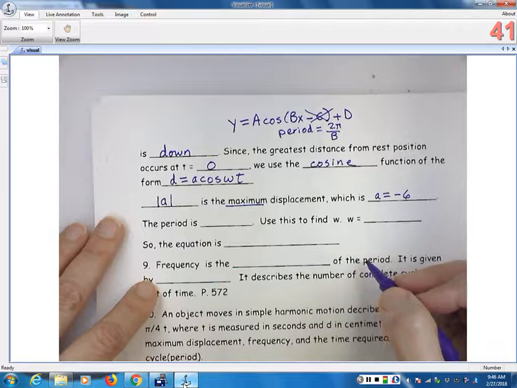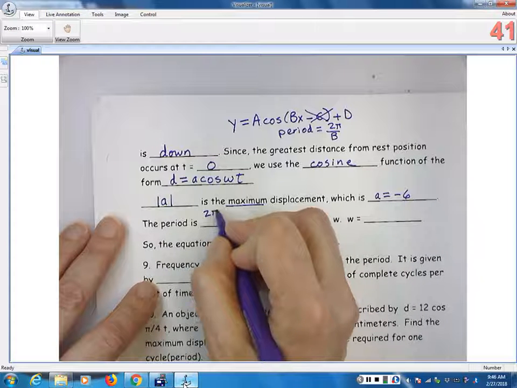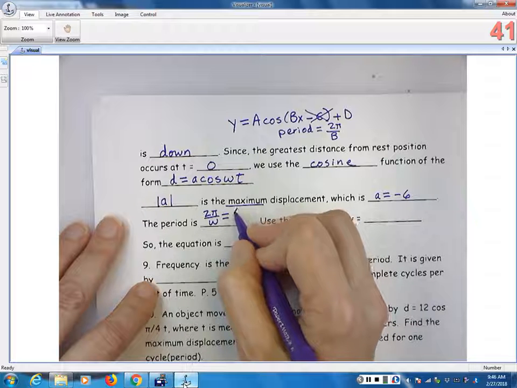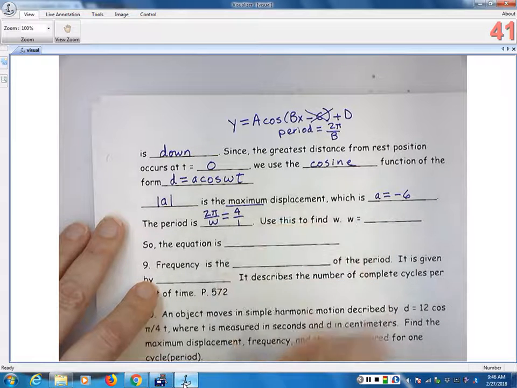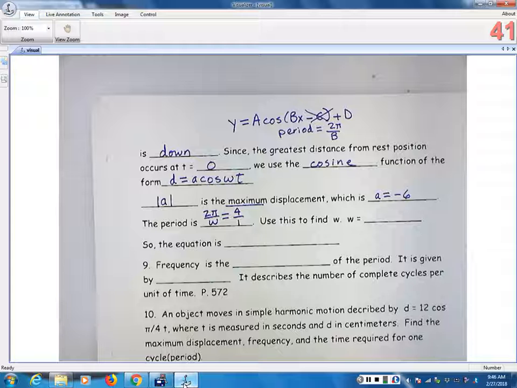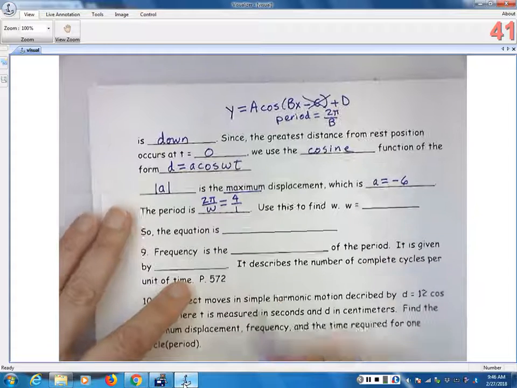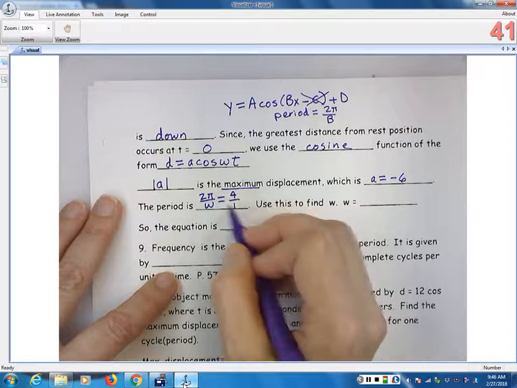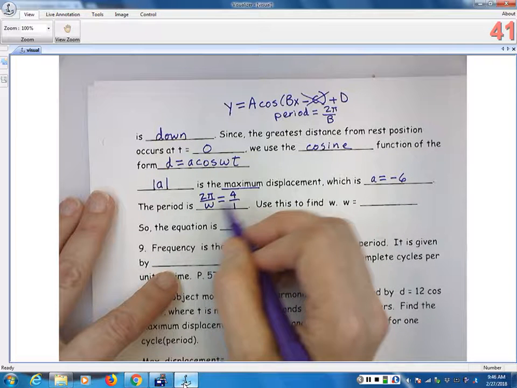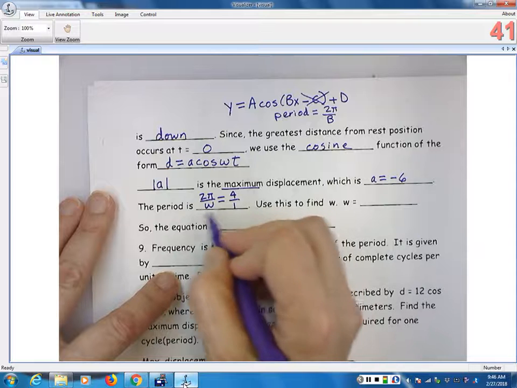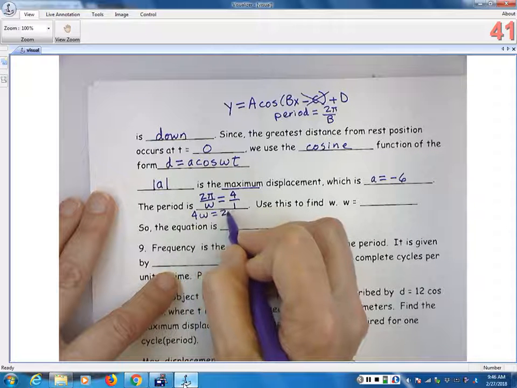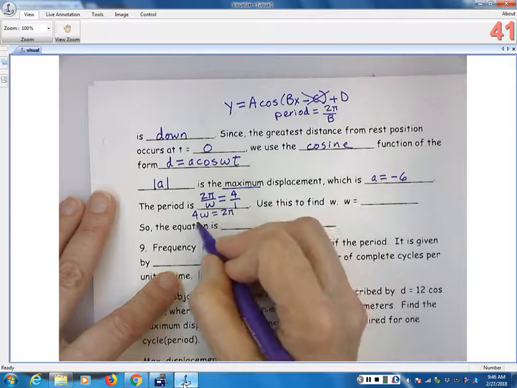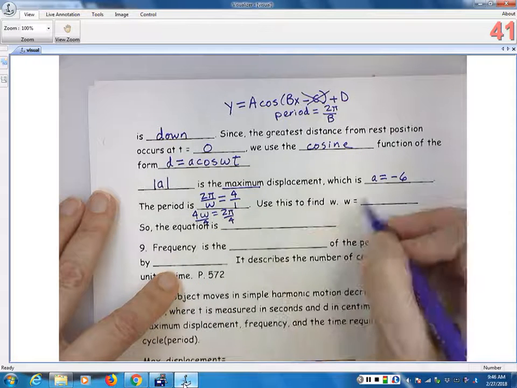The period is 2 pi over omega. And they told us the period was 4. So we're going to use that to find omega. So you're given the period was 4, we're going to find omega. We can cross multiply, and you get 4 omega equals 2 pi, and then divide by 4. Omega is pi over 2.